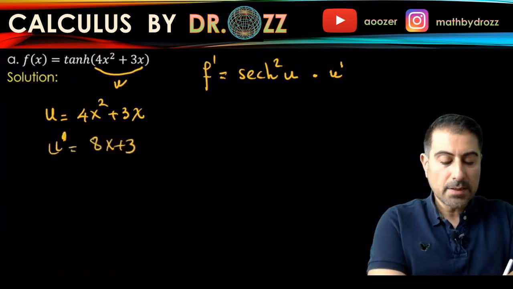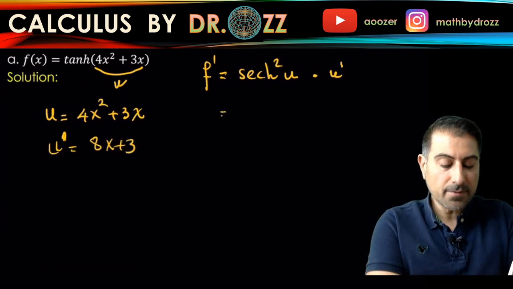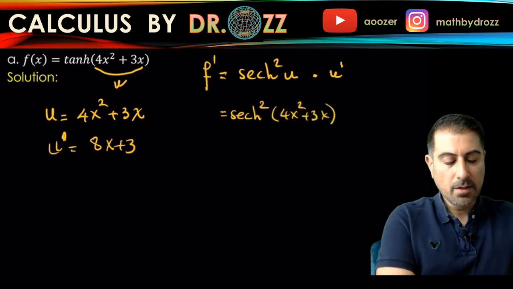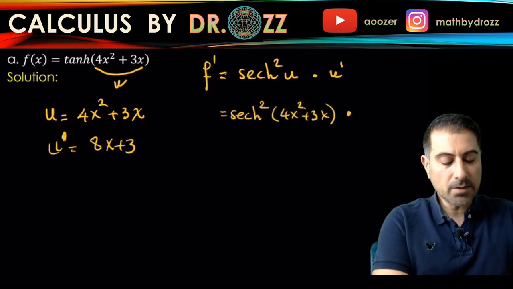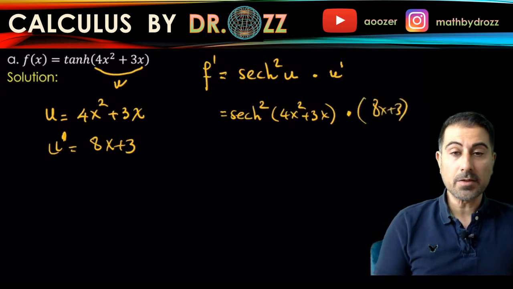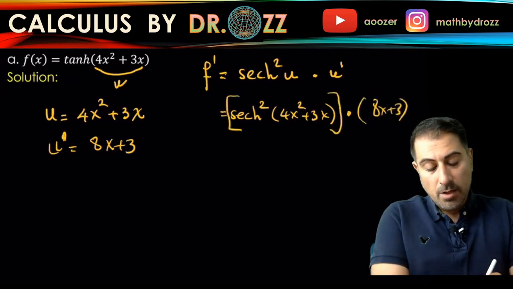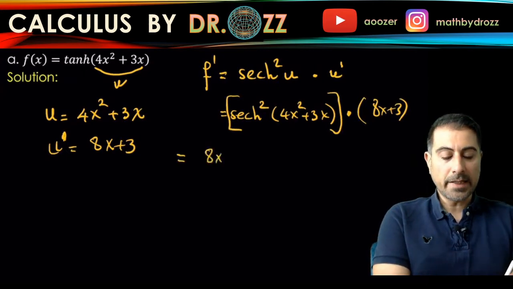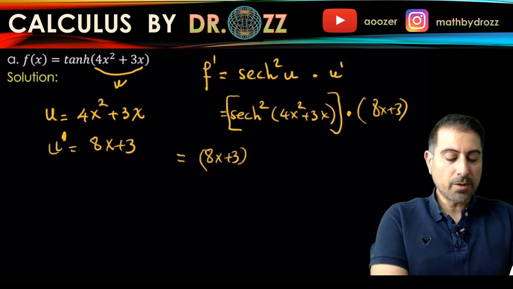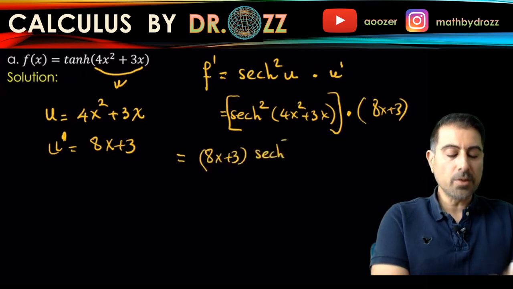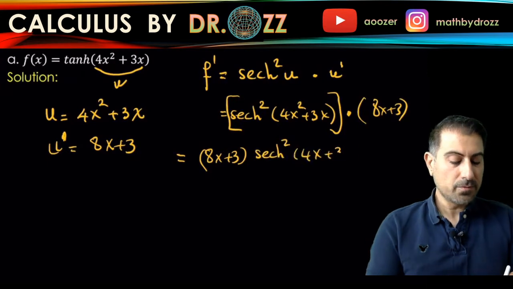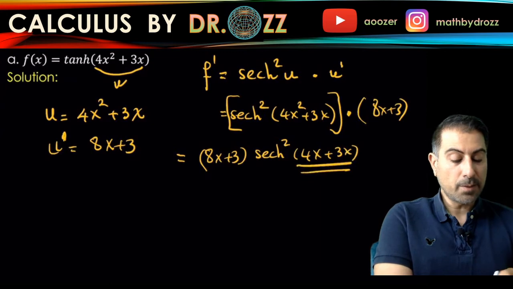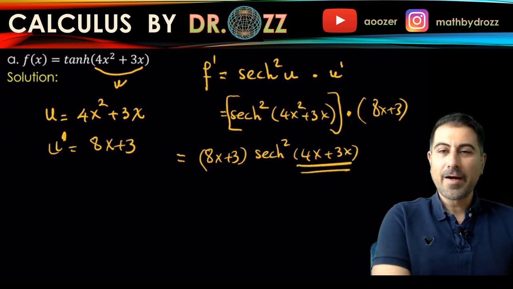There we go. Sech squared of 4x squared plus 3x times 8x plus 3. This is a separate function, right? It has nothing to do with the argument of sech squared. So to be safe, just swap the positions of 8x plus 3 and the sech squared function, so you won't get confused that sech squared comes with this argument only, but not this. Okay, all right, that takes care of part A.